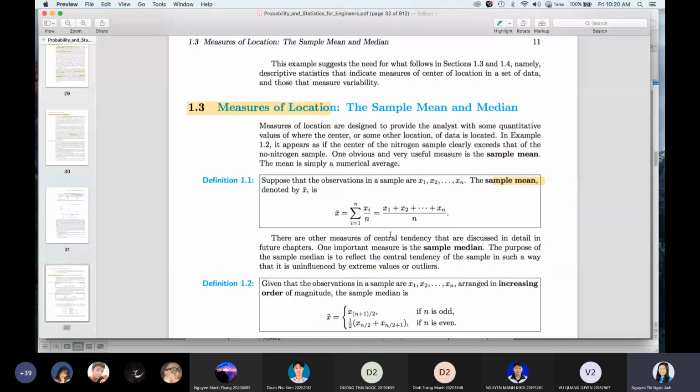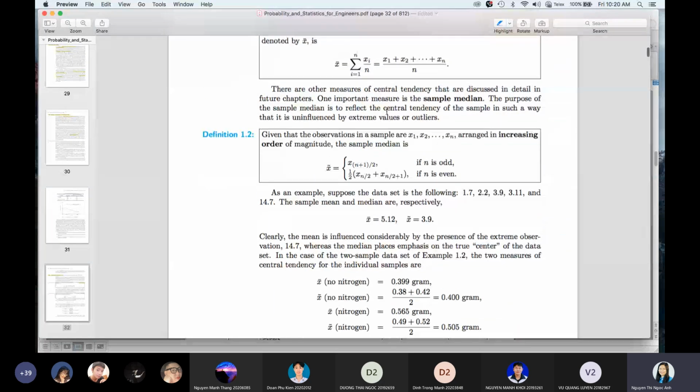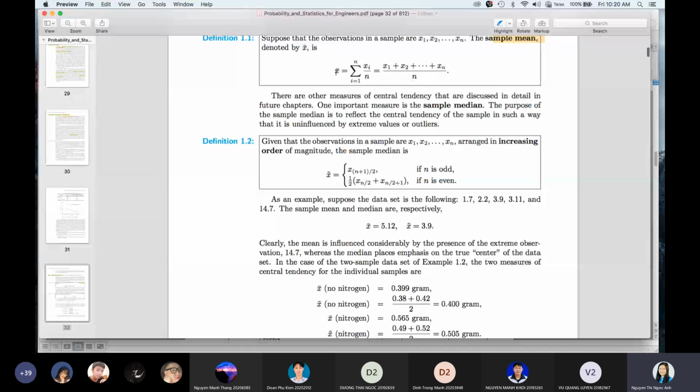I give you the definition of the sample mean here. Follow this formula. And the median, when we put the values in increasing order, is x at (n+1)/2 when n is odd, or the average of x at n/2 and x at n/2 plus 1 when n is even.